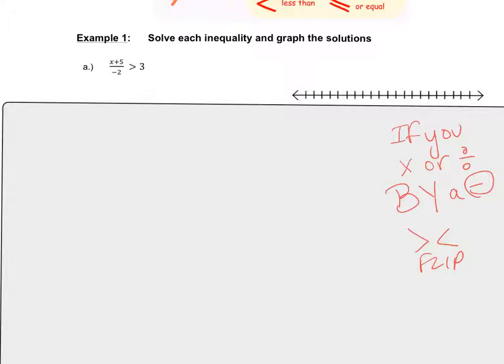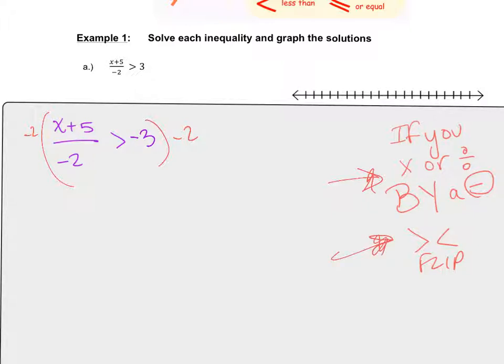So let's look at this question up here. We have x plus 5 divided by negative 2 is greater than negative 3. So what you're going to end up doing is undoing that division by negative 2. So you're going to have to multiply by negative 2 on both sides. And because you're multiplying by a negative, you have to remember to flip the symbol's direction.